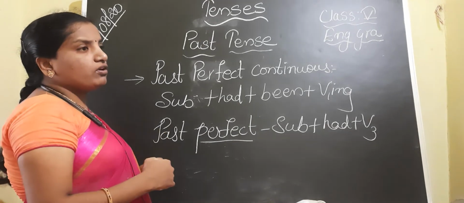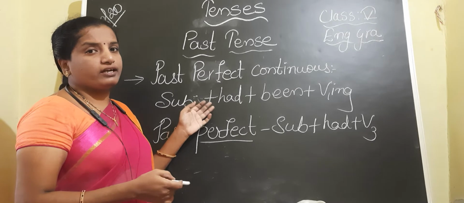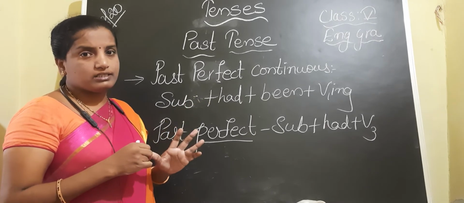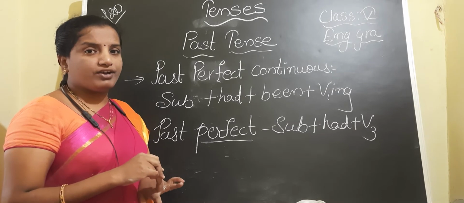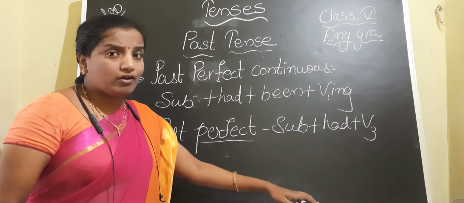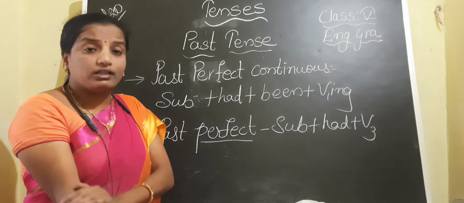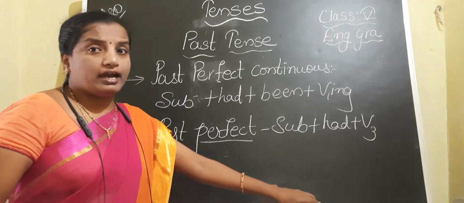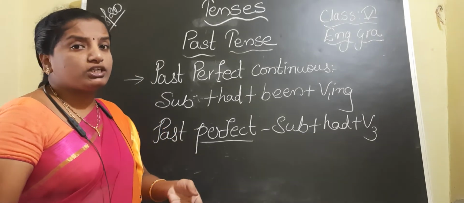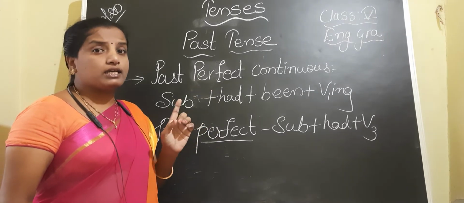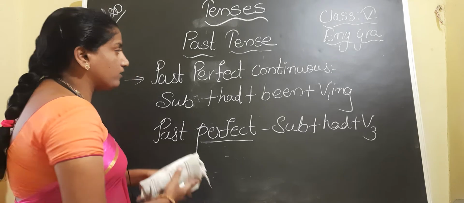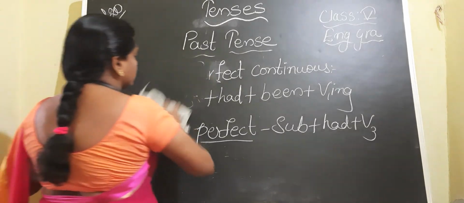Okay children, now what we have learned here about the simple past, the past continuous, the past perfect continuous. Now let us discuss the future tense. And after discussing the future tense, we will discuss how to write a single statement into 12 types, 12 tenses.